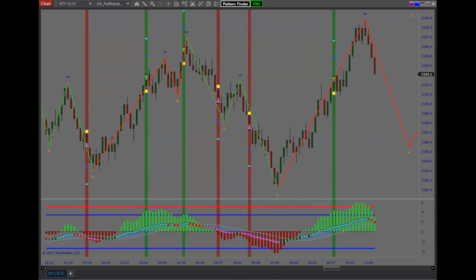So we've got higher high to lower low. Anytime I see that, I'm waiting for a pullback. I don't want to trade this. I just don't like those. That's just me. To me, it's higher risk.